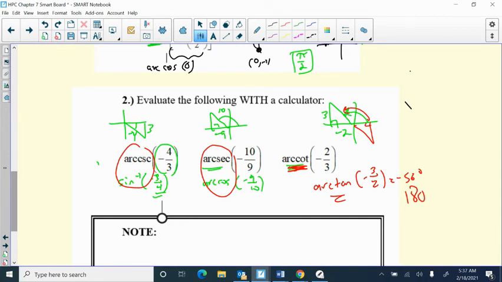Or I could also pick a trig function that's defined in quadrant 2, which is cosine. So if I do 2 squared is 4, 3 squared is 9, so 4 plus 9 is root 13. I could also do inverse cosine of -2/√13. That would get me the same answer as well. So I could add 180 to what I got on my calculator.